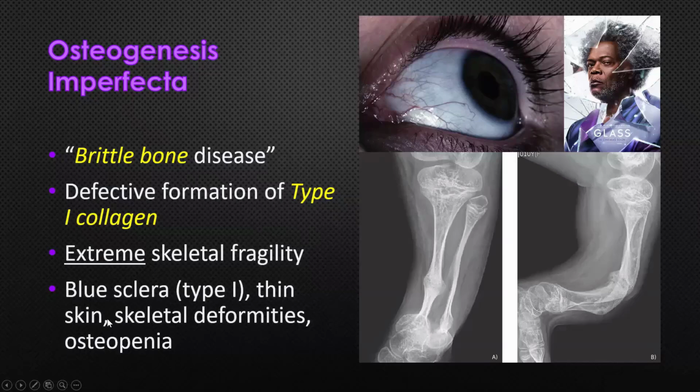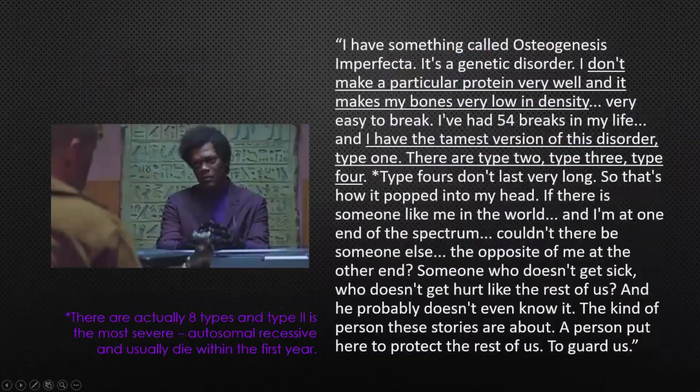Let's see, anything I missed here? It affects the skin. Skeletal deformities is 2. Osteopenia, that's what leads to these fractures. So very prone to fractures. Here's his quote from the movie Unbreakable. Figured I'd put it in here because he talks a little bit about the condition. He doesn't make a particular protein very well. It makes his bones very low in density, very brittle, easy to break.